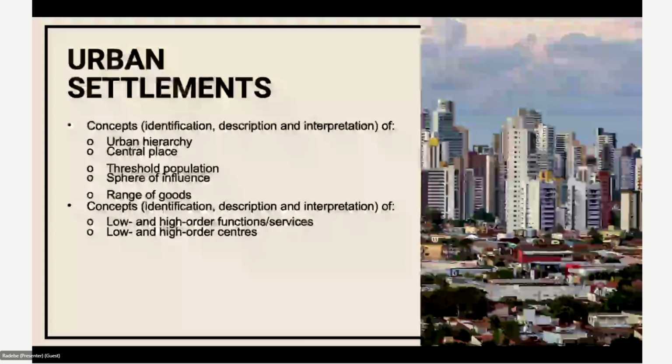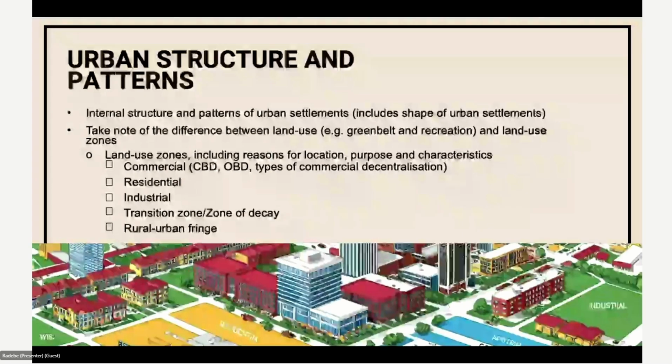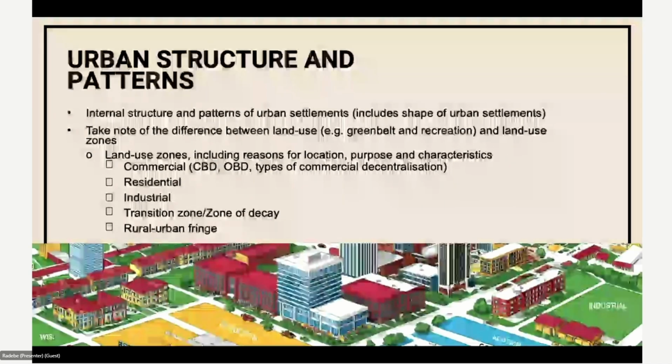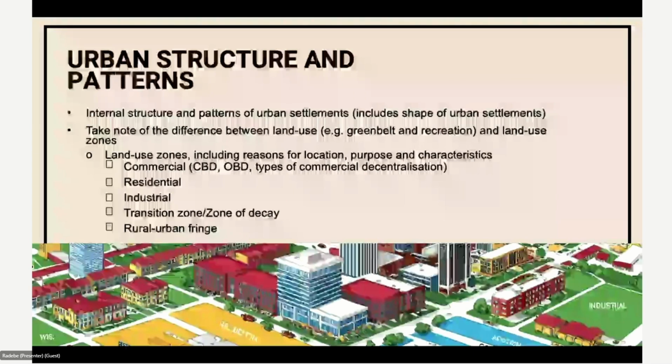In terms of urban structure and patterns, the most important thing here is the land use zones. If you look there, we have land use zones, which are the CBD, commercial, residential, industrial, transition zones or zone of decay, and also rural urban fringe. Very important. That means you need to explain each to your learners, that in the commercial area, what are the commercial areas? The CBD, the OBD, the type of commercial decentralization that we need to explain to our learners.